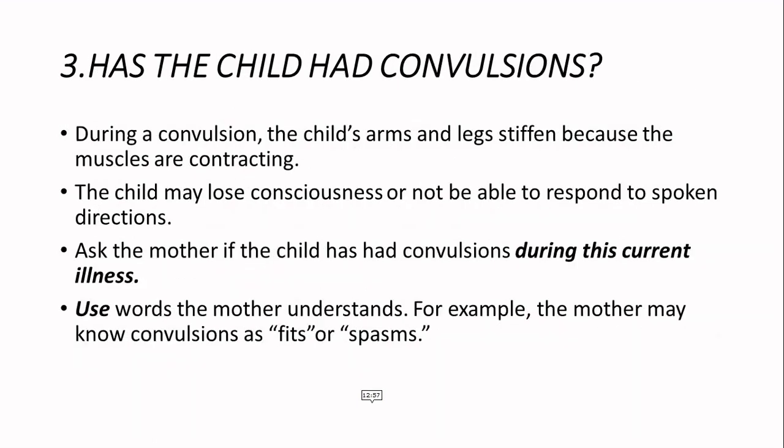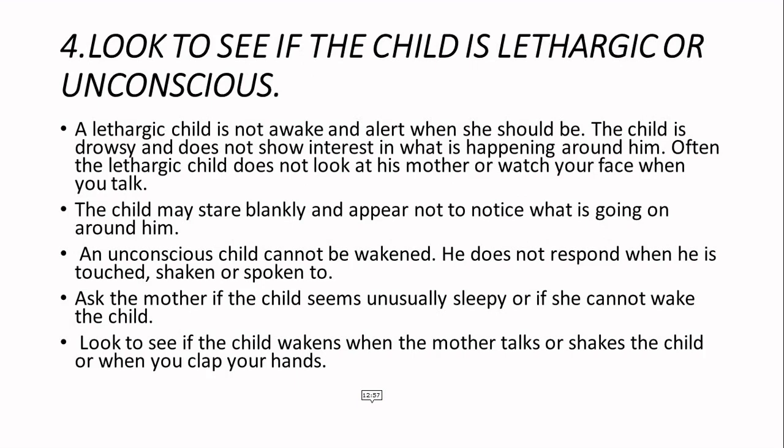3. Has the child had convulsions? During a convulsion, the child's arms and legs stiffen because the muscles are contracting. The child may lose consciousness or not be able to respond to spoken directions. Ask the mother if the child has had convulsions during this current illness. 4. Look to see if the child is lethargic or unconscious. A lethargic child is not awake and alert when she should be. The child is drowsy and does not show interest in what is happening around him.